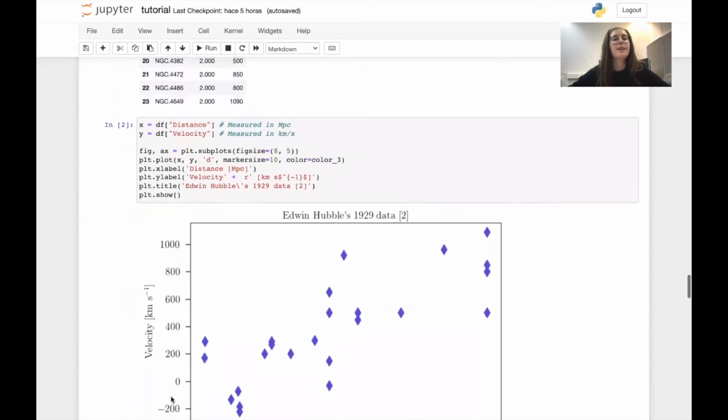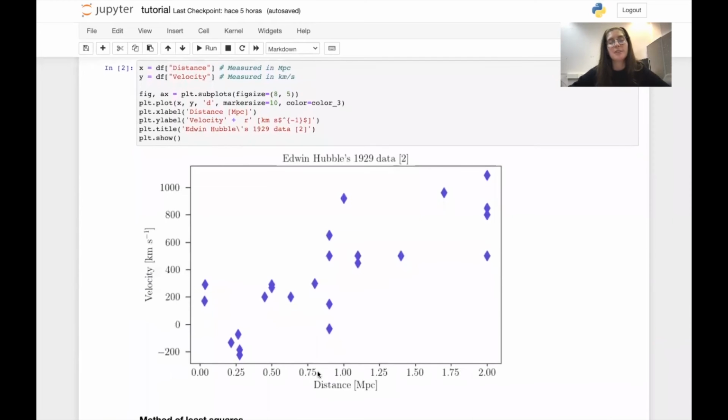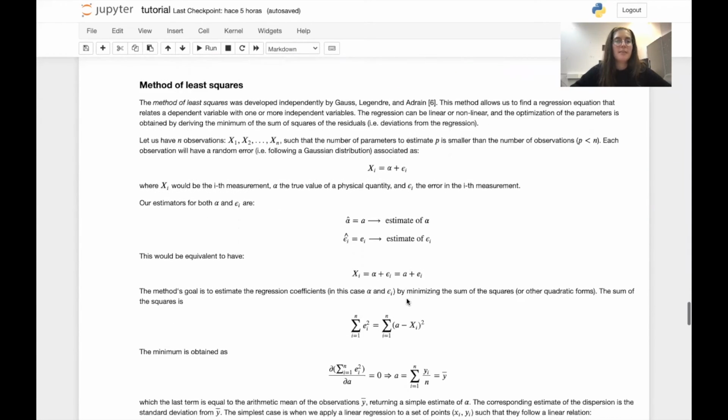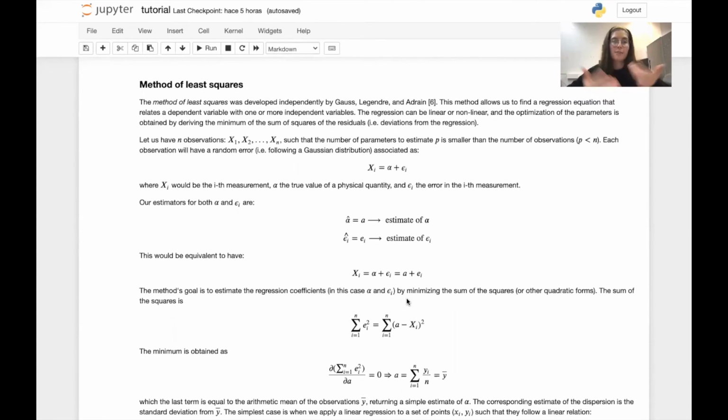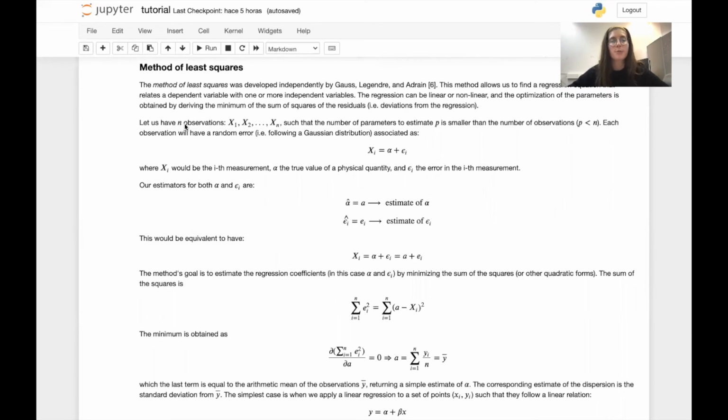We'll first plot the distance and velocity, the relationship they have, and we can clearly see a correlation between the variables, right? If we increase the distance of the galaxies we observe, we'll see an increase of the velocity they have. And the question now is how we can find this parameter, the Hubble constant, that relates these 2 quantities. Well, we can use the method of least squares. And this was independently developed by different statisticians in the last centuries. I would say Gauss was the father of this method. We would have, in our case, 24 observations because we have 24 galaxies observed by Hubble.